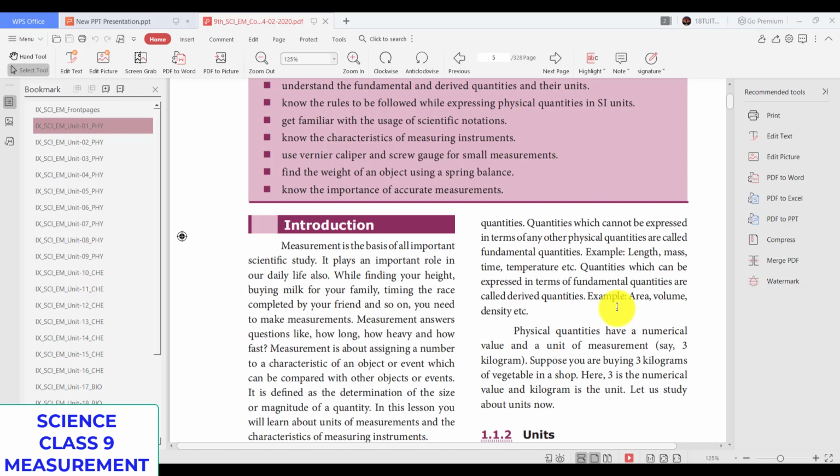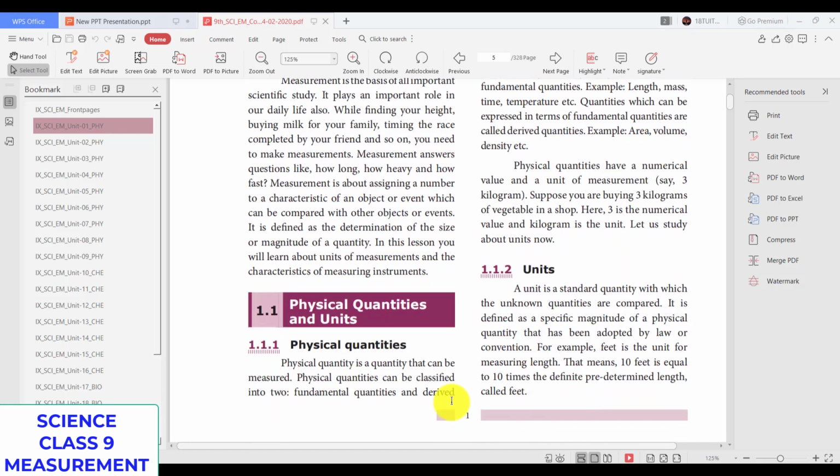And these physical quantities have a numerical value and a unit of measurement. Then here you can connect these two things. 3 kilograms, is it not? 3 is the numerical value and kilogram is the unit related to that object. Suppose you are buying vegetables in kilograms, then it is denoted as kilograms, is it not? So you have to combine these two things. When you denote physical quantities, you have to use a numerical value and the unit.